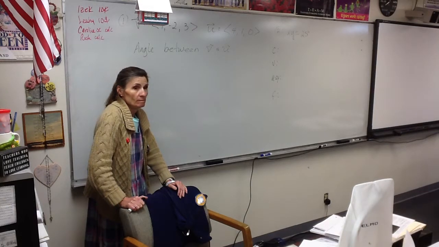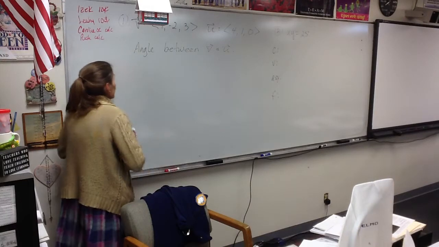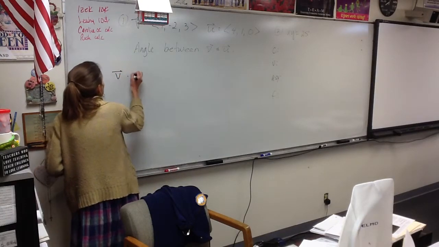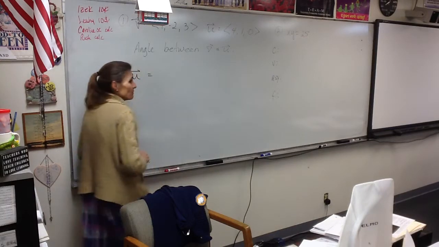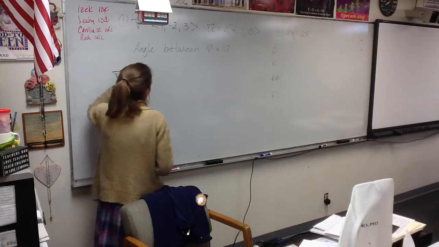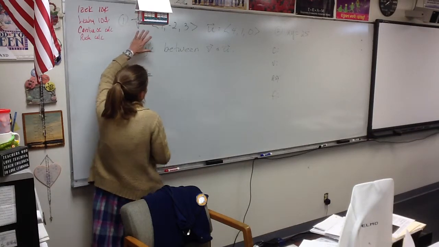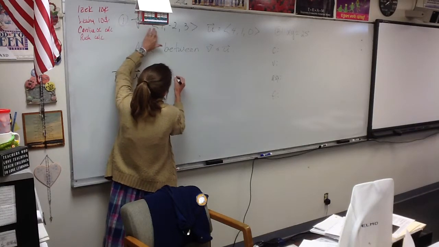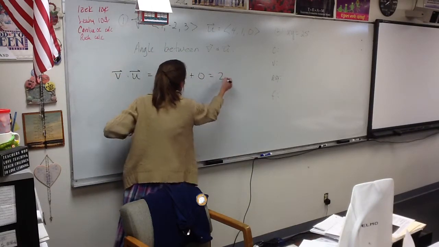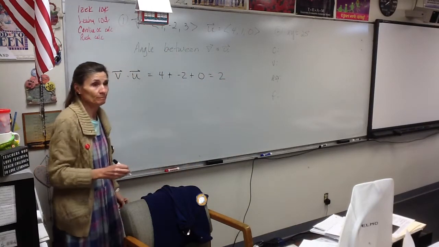Oh yeah, isn't it one half base times cosine? Okay, let's find the dot product of these two vectors. That's good review too. What's the dot product of these two vectors? How do we do a dot product? Multiply the x's, multiply the y's, multiply the z's, and add them up. I got 2, did you?